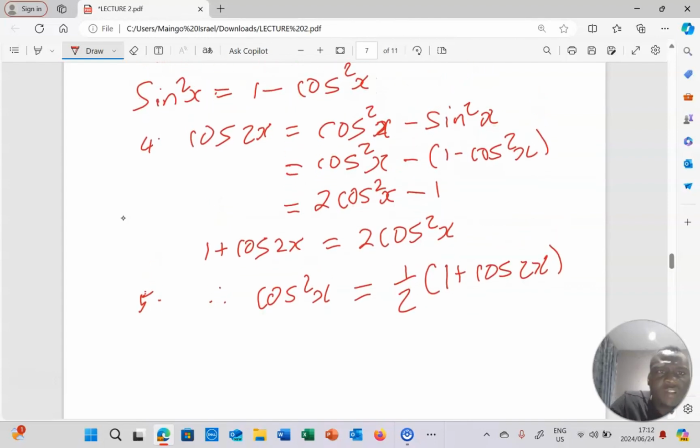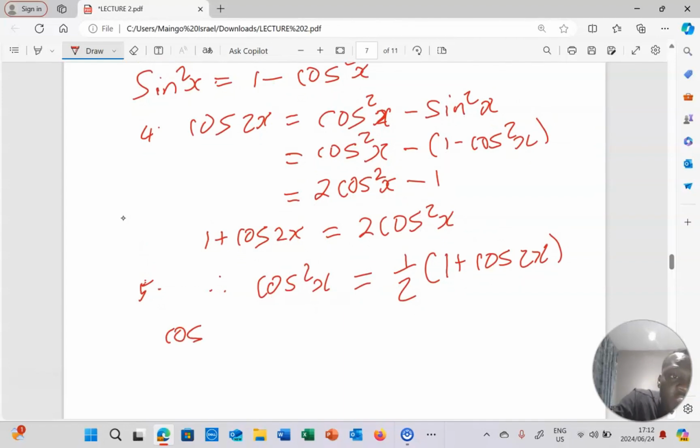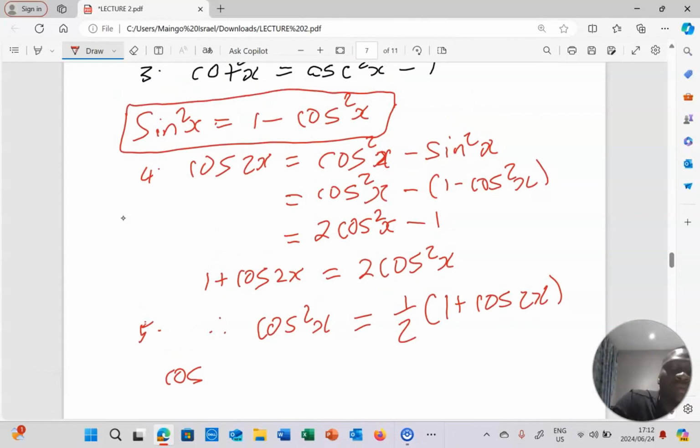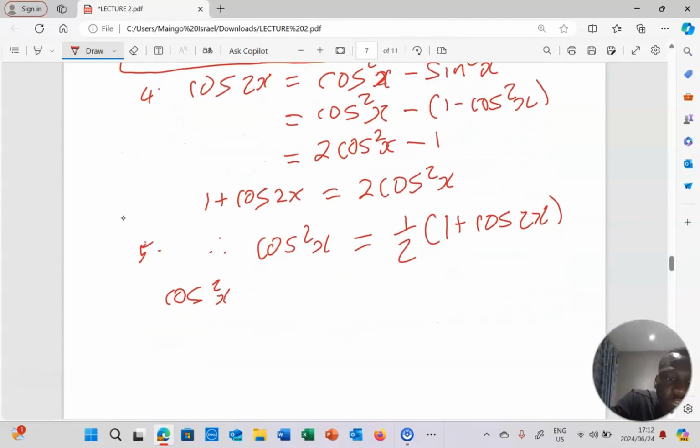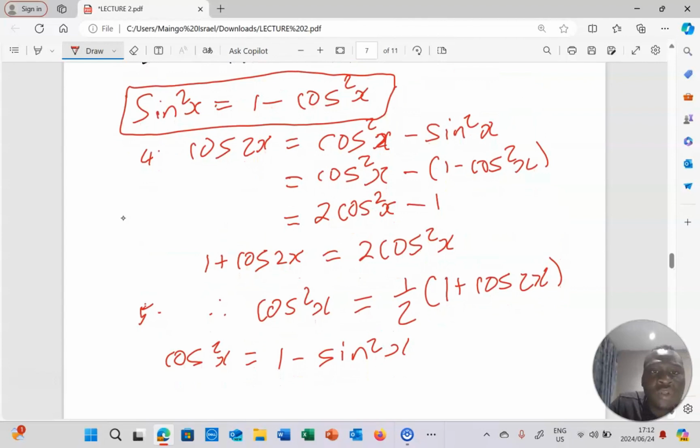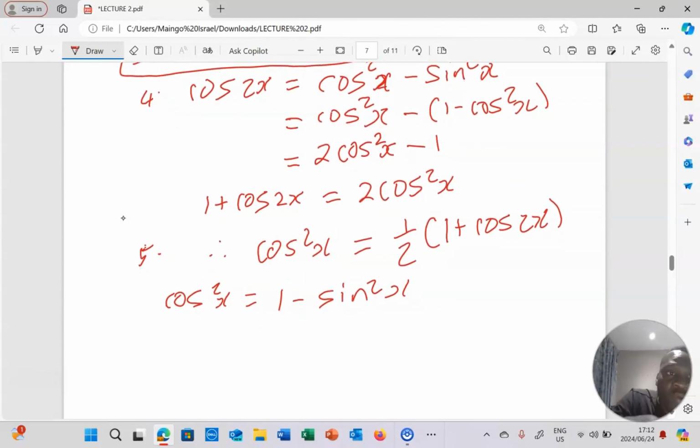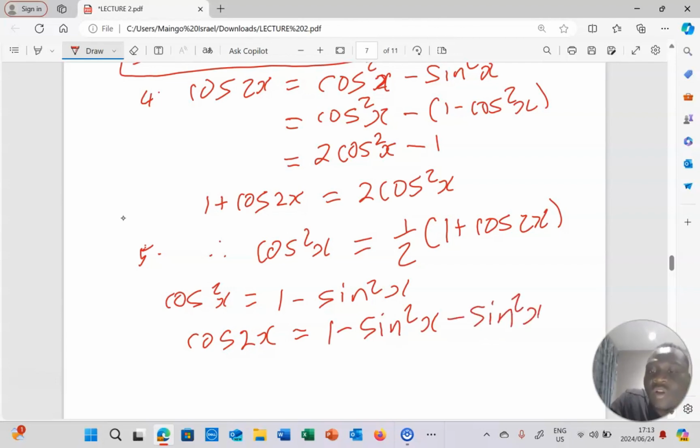Similarly, because we have cos squared of x equals 1 minus sine squared of x this time around, from number 4, which is cos 2x, we'll have cos 2x equals, where there is cos squared, we'll be putting 1 minus sine squared of x, minus sine squared of x.